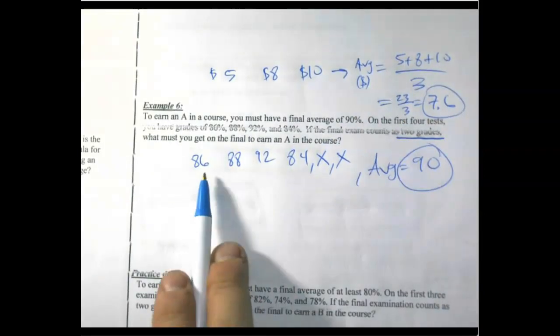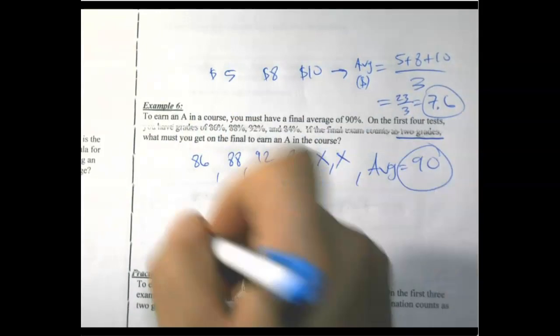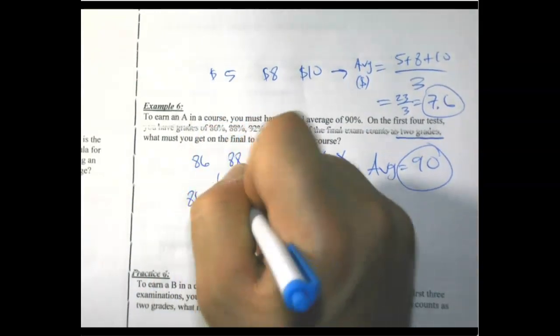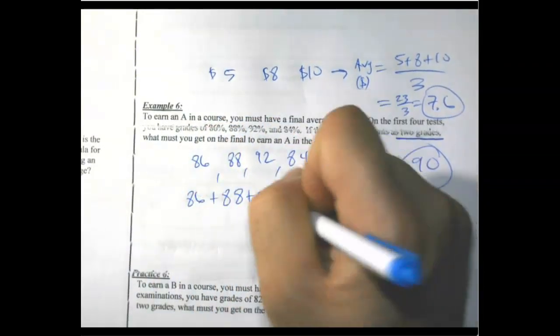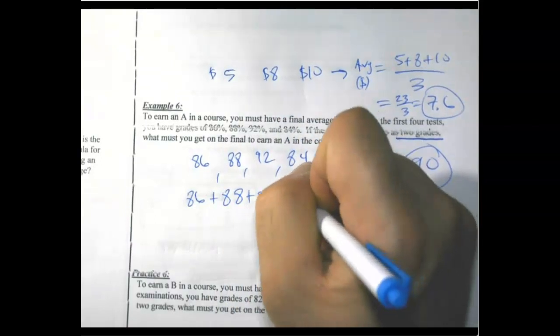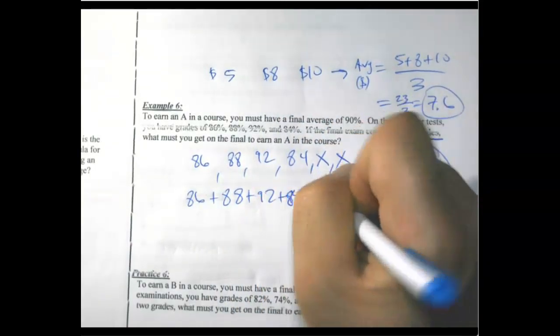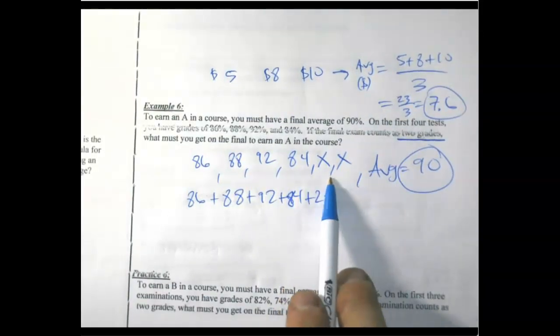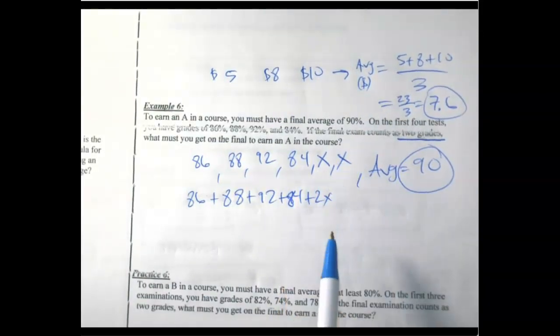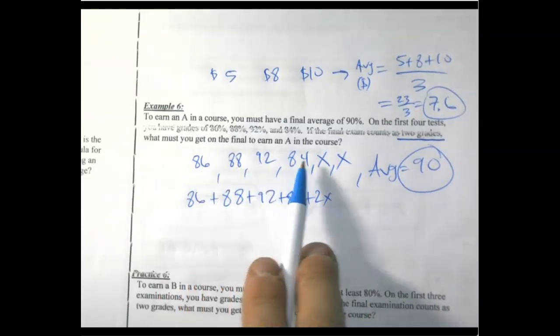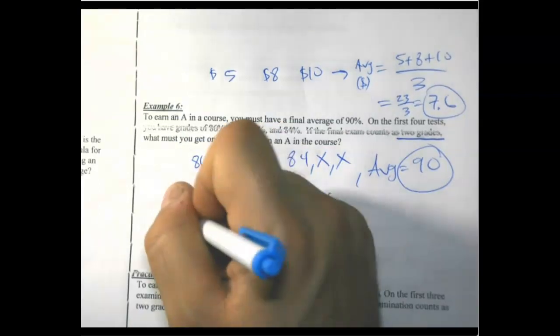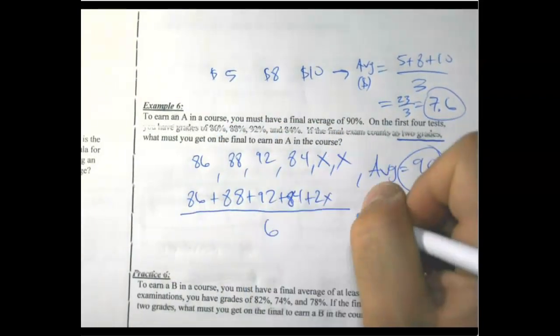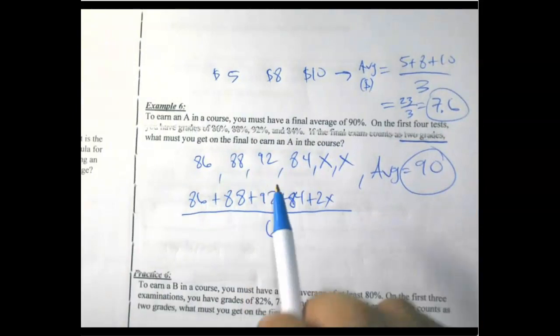So now if I add up all my test scores, I'll get 86 plus 88 plus 92 plus 84 plus x plus 2x. Again, the final exam counts as 2 test scores, and it's what do I have to score on the final exam in order to average a 90? So I have 1, 2, 3, 4, 5, 6 test scores, so I'd have to divide this by 6, and then it is an inequality.